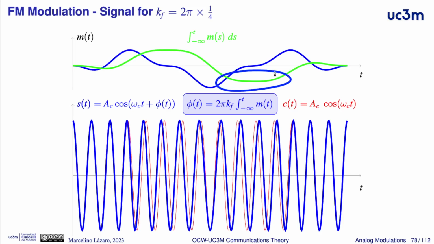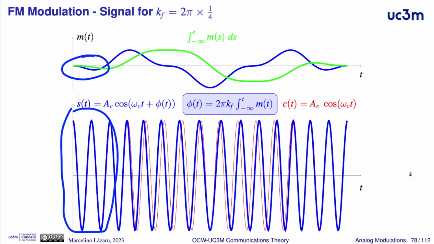When the integral of the modulating signal is negative, now this term is negative, the modulated signal is delayed, is behind the carrier in this case. And obviously, when the integral is 0 or very close to 0, we cannot distinguish the carrier and the modulated signal.